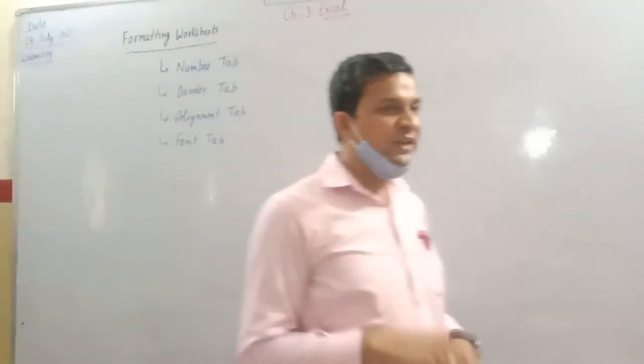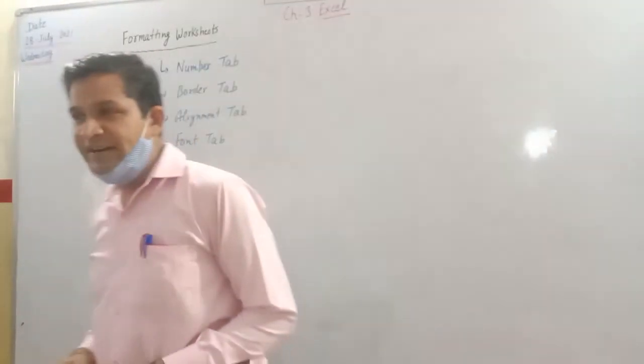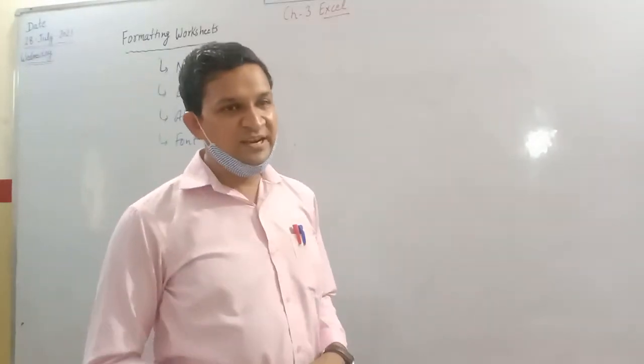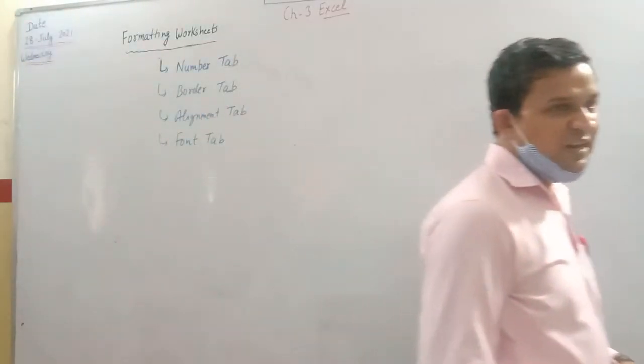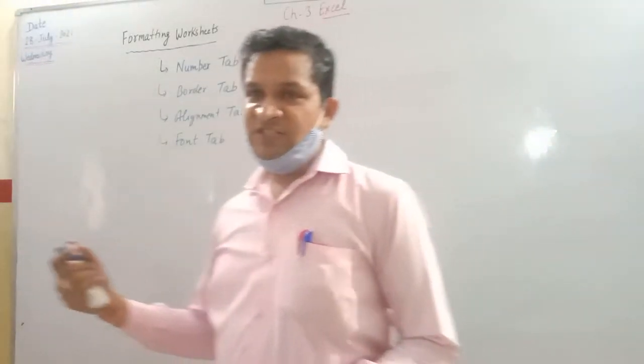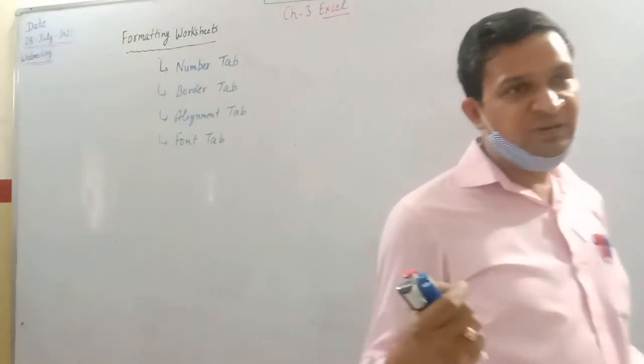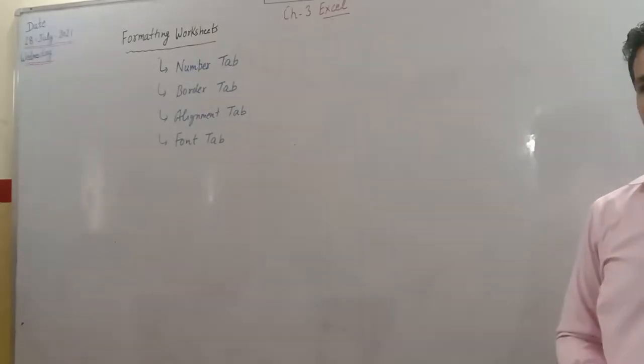For formatting a worksheet we have four types of tabs. Number formatting is there, that is the number tab. Second is to change the alignment, for that we have the alignment tab. Third, we have the border tab, to change the settings of borders. How thick or how thin a border you require, which style, which type of border you want to keep. And the fourth one is the font tab.